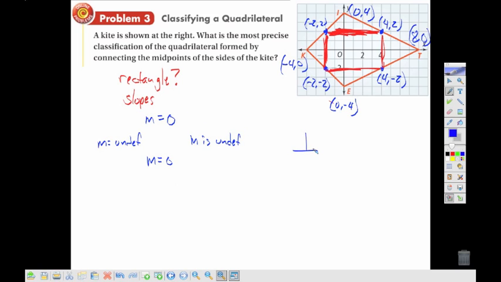So we should recognize that we are perpendicular when moving from 0 to undefined slope. Opposite sides are parallel, everything's perpendicular, so yes, this is a rectangle.